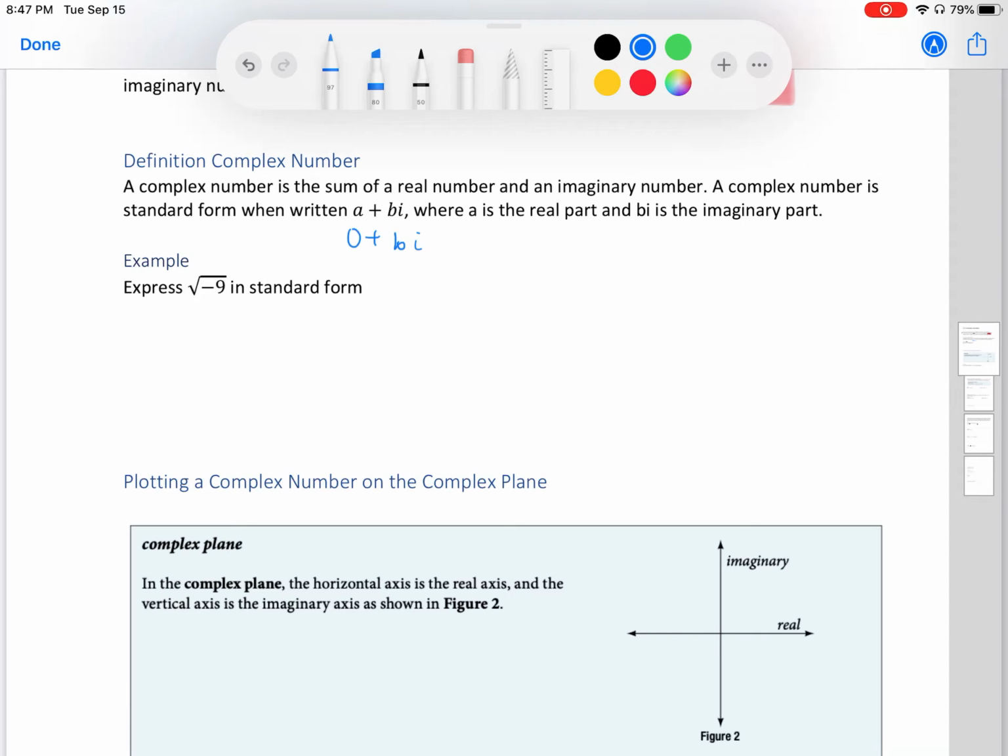Express the square root of negative 9 in standard form. Well, I can work with that negative and write an i. So if I just deal with that, I have i times the square root of 9. If I take the square root of 9, we're left with 3. But just like variables, we like to write the number first. So we have 3i. Notice there's an absence of a real number. So to write it in standard form, our answer would be 0 plus 3i.